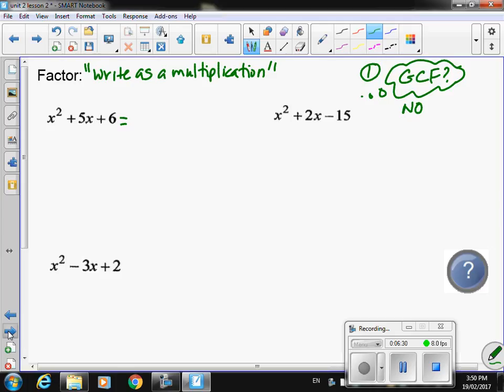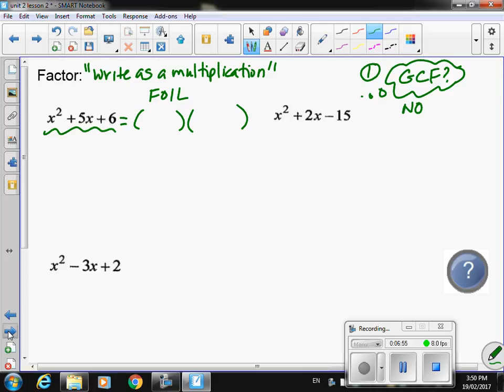So now I have to think back to the FOIL that I've been doing the last 2 days and think, if I had something that looked like that and did FOIL on it, my answer often looked like that. So that's our job today, is to come up with the 2 brackets that would give us x squared plus 5x plus 6 when we multiply.